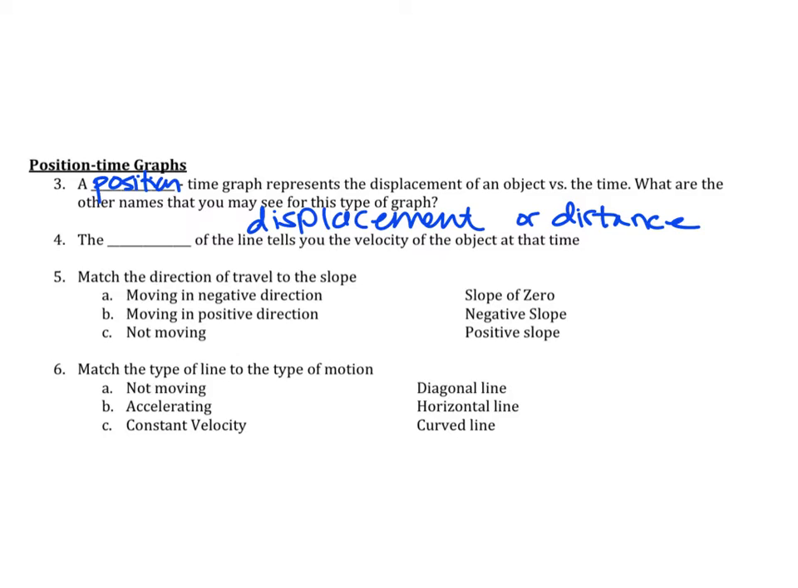Number 4, blank of the line tells you the velocity of the object at the time. You look back in your notes, you'll find that the slope of the line tells you the velocity. So on a position graph, slope tells you velocity.